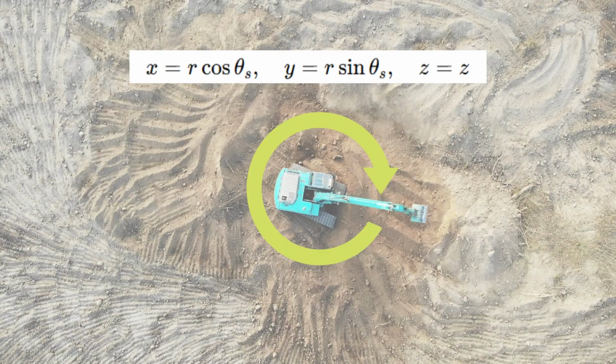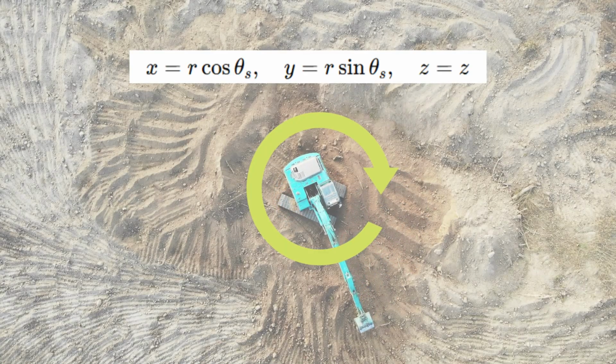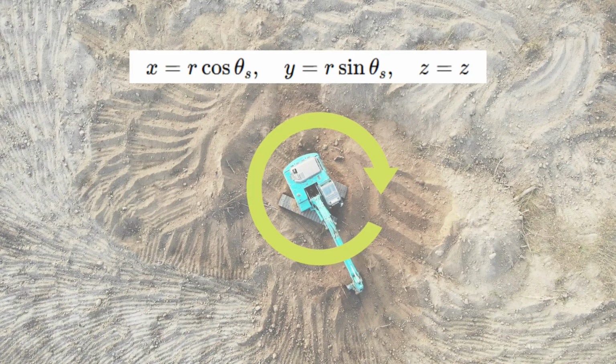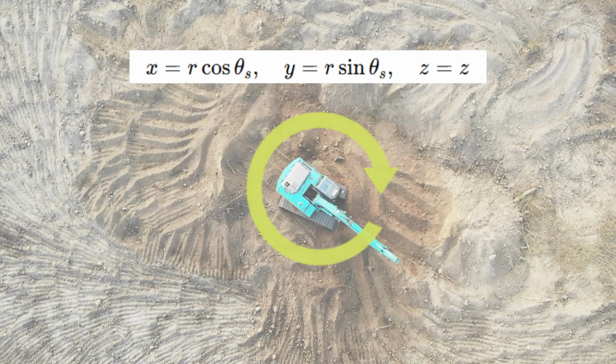Next, the swing motion is included to convert this into full three-dimensional space. X equals R cosine theta S. Y equals R sine theta S. Z remains the same. Now the bucket position is known exactly as X, Y, and Z coordinates.